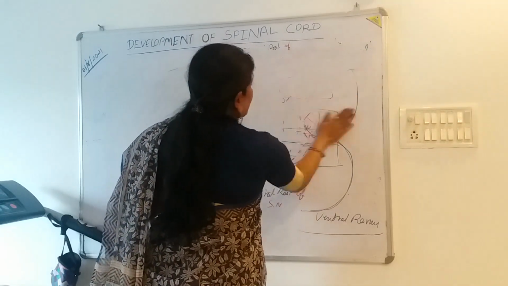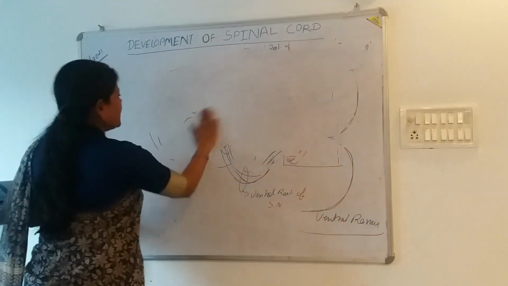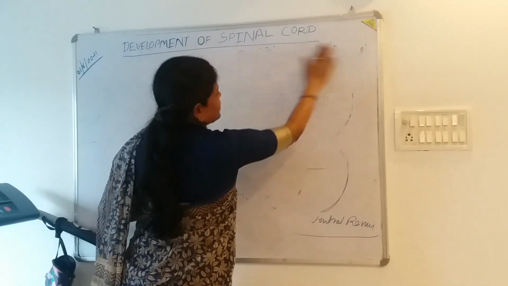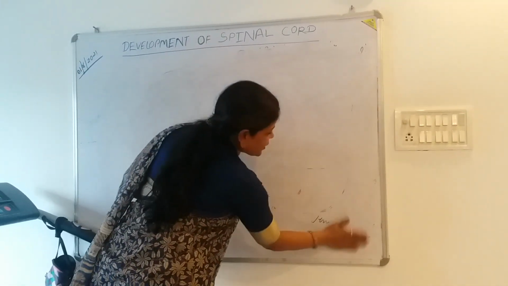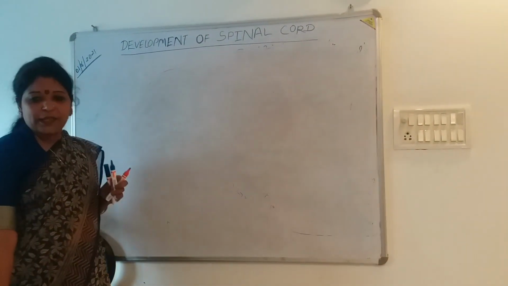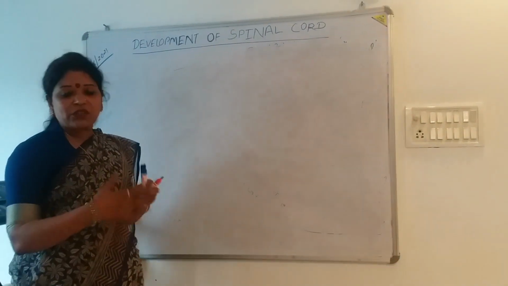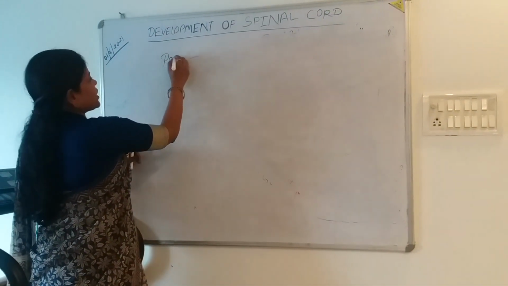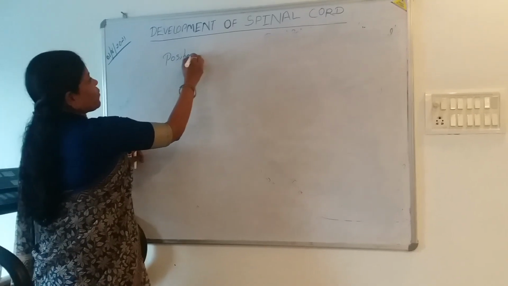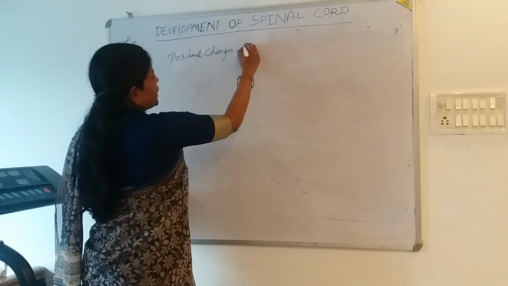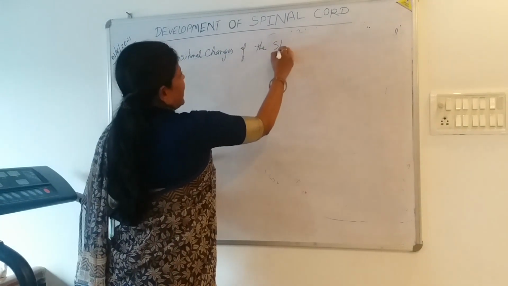Now come to the very important, the last stage of the development of the spinal cord. We have discussed all the aspects. The only aspect left is the positional changes of the spinal cord.